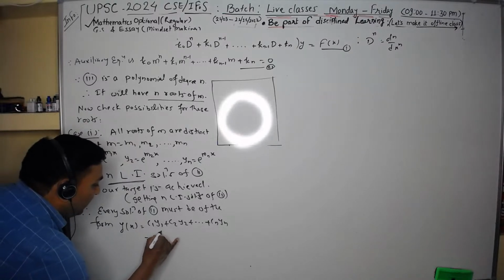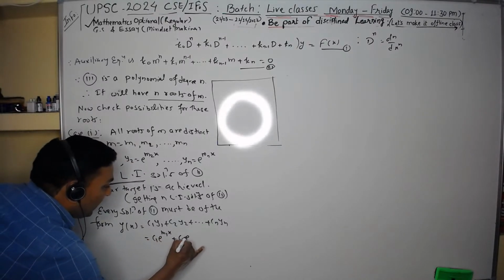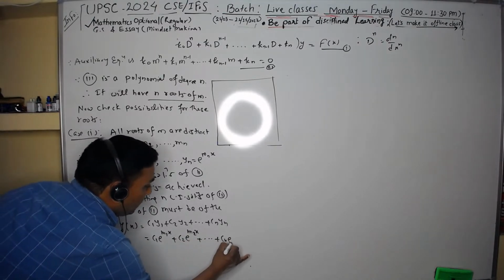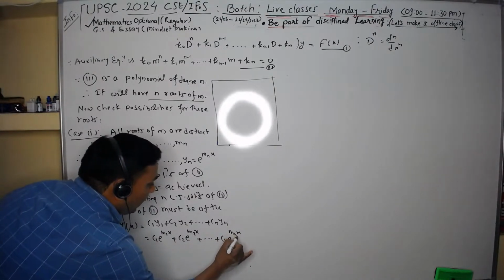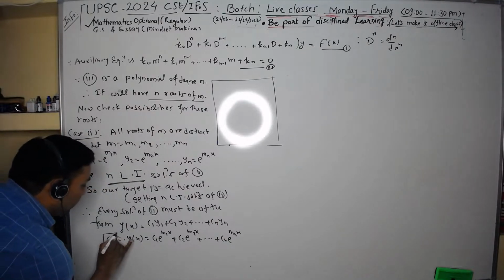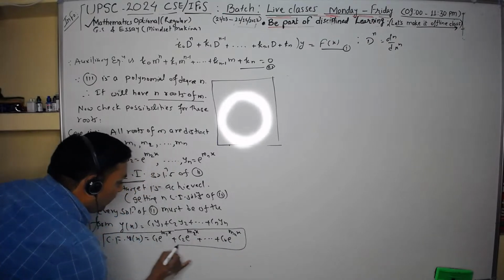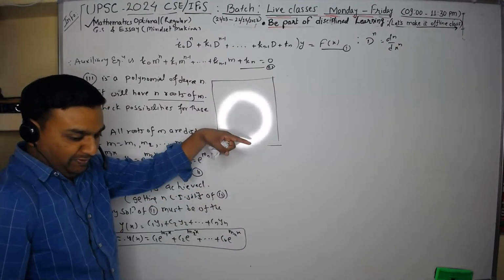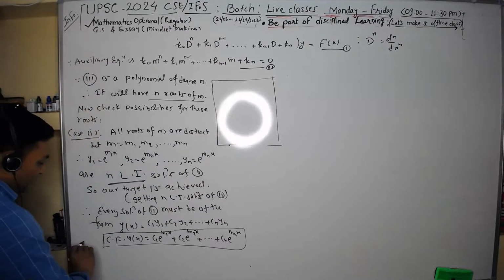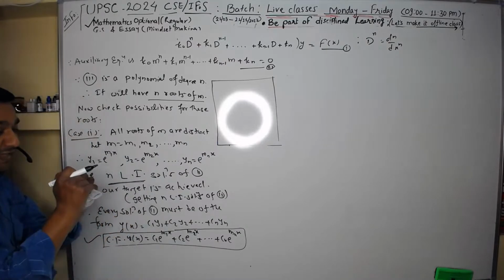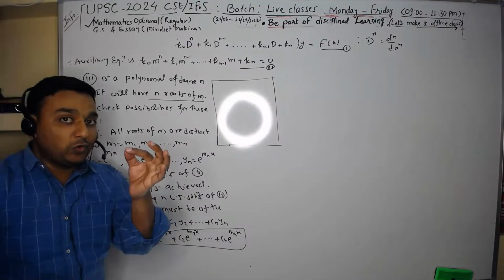And what is y1? e raised to the power m1x, e raised to the power m2x, e raised to the power mnx. You are getting it? Moreover, this is called the complementary function of the differential equation 2, which I wrote previously. I guess now you are clear why the CF is always written like this. Now listen to the important point.